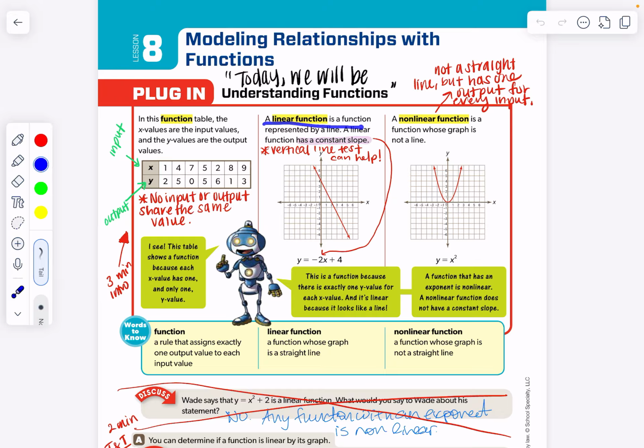A linear function is a function represented by a line. So here's a line. A linear function has a constant slope. Here's your slope.